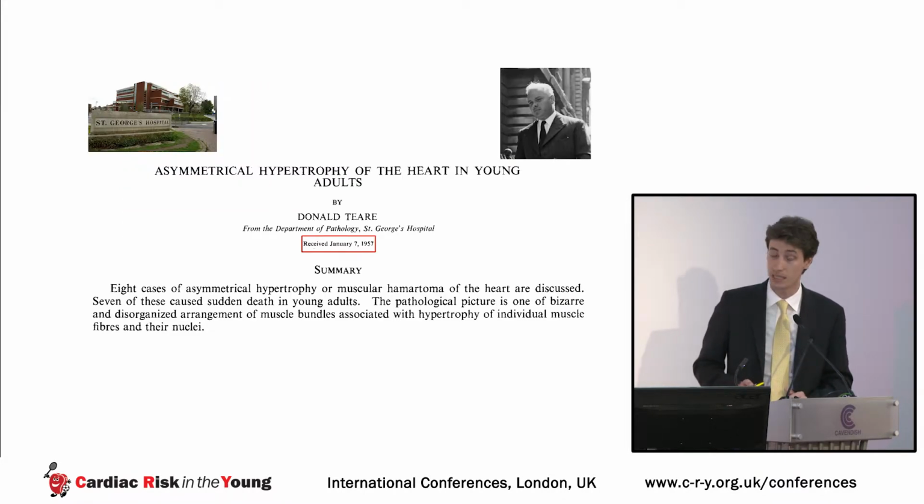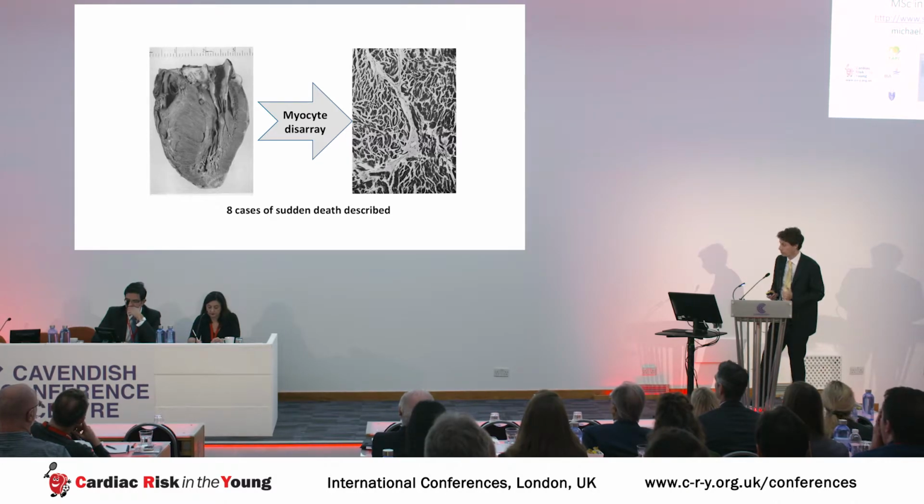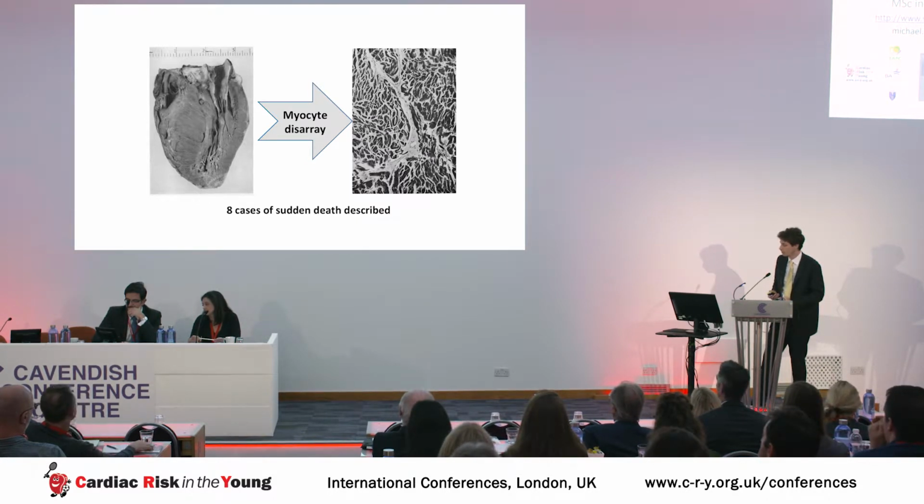These are from the world of the living, but we have to remember that the first description of hypertrophic cardiomyopathy in the modern era comes from autopsies, from postmortem. This was the work of Donald Teare from St. George's Hospital more than 60 years ago, who described 8 cases of what he called muscular hamartoma, 8 young individuals who died suddenly. He described the most typical histological feature of hypertrophic cardiomyopathy, which is myocyte disarray, and he even, in some way, described the familial nature of the disease.